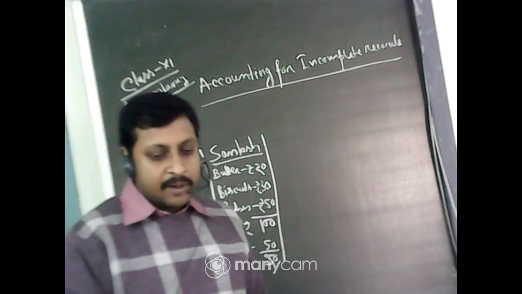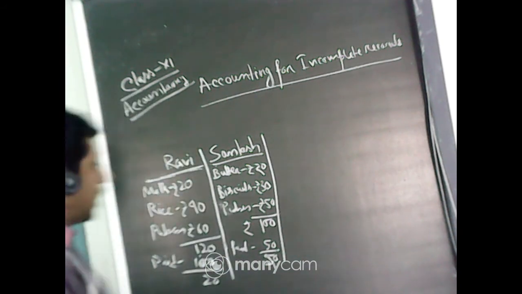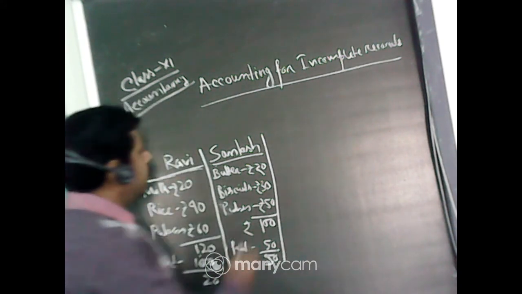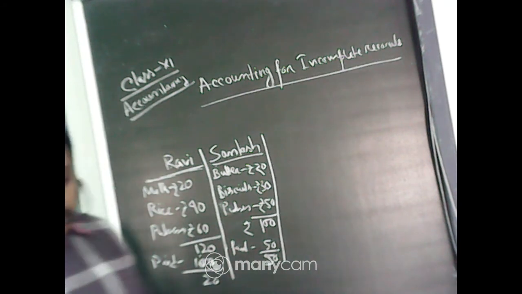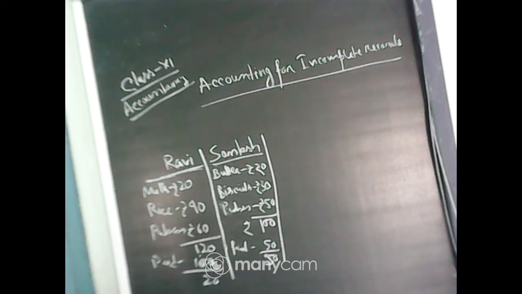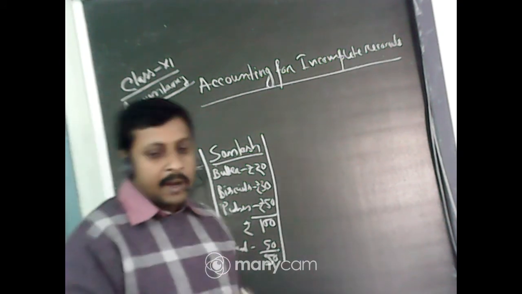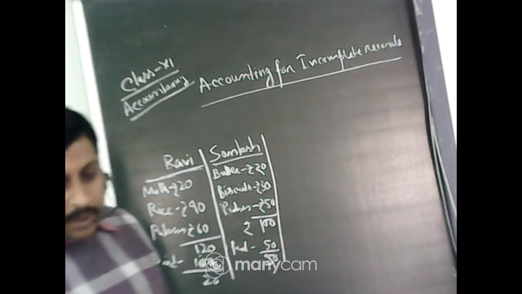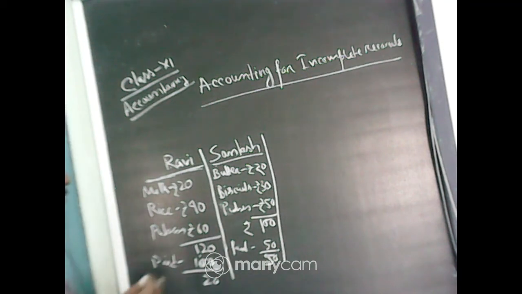Now from that, can you say what is the profit and loss of his company? Not a company, of his store, of his shop. Yes, you can say that. And how can you say that? I will teach you.